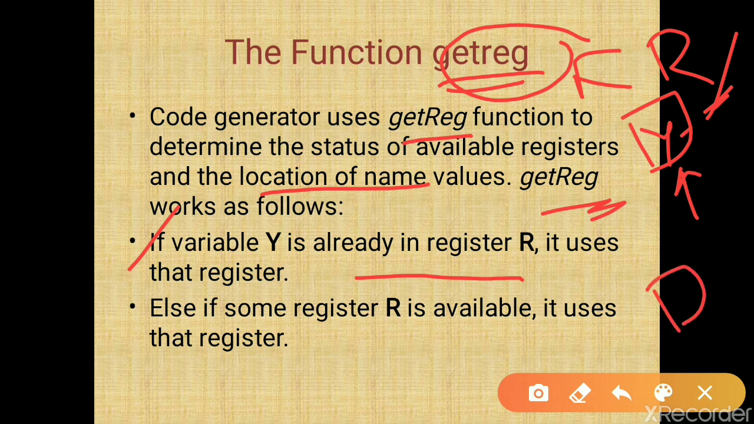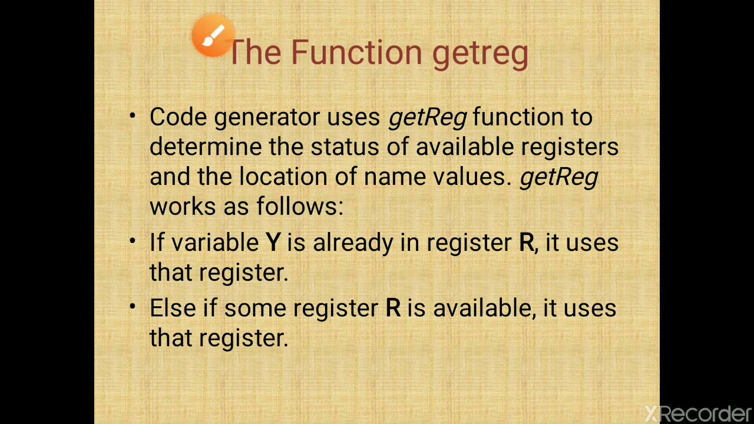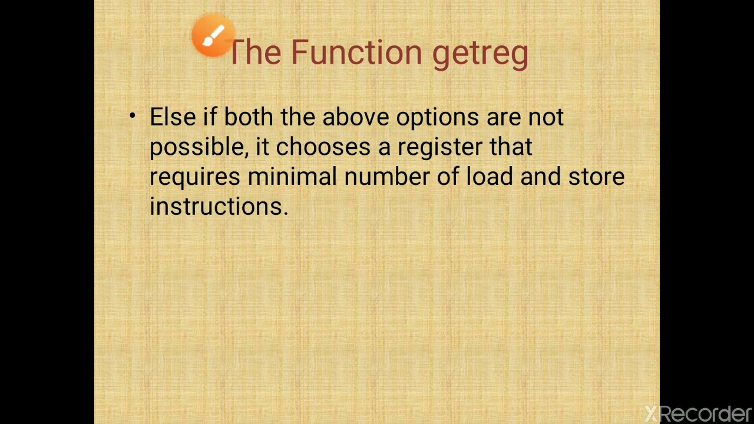Some other register R is available, but it is not storing any value, and if I want some register to store the value y, I can use that also. One case is that a register R already contains the value y, then you can simply use it. Otherwise, an empty register R is present and I want to store something, so I can use it. That is another case of working.